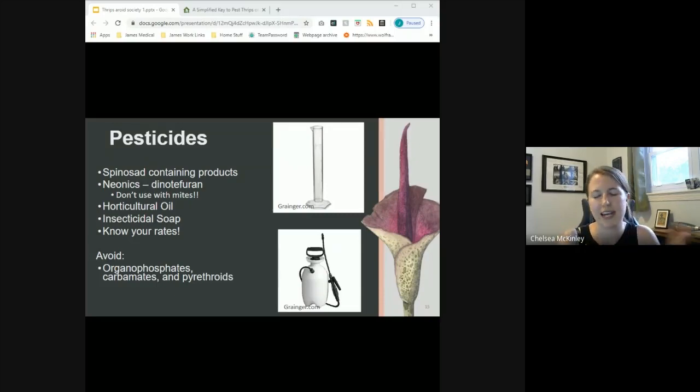Horticultural oil, kind of meh on thrips, at least what I've seen. It will take out the larval stages, but it doesn't seem to really do a lot to the adults. Insecticidal soaps, again, you get decent control with horticultural oil and insecticidal soaps. Those are probably things you need to apply once every 2 weeks for a month or two straight.